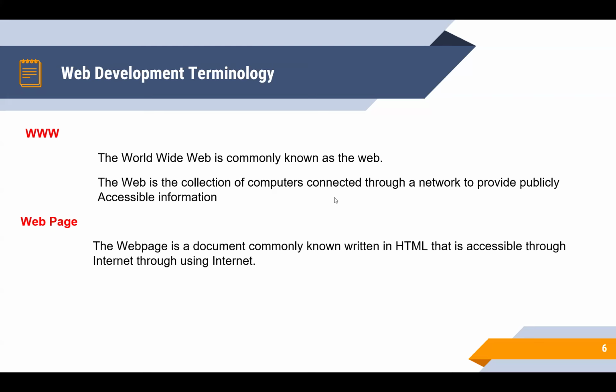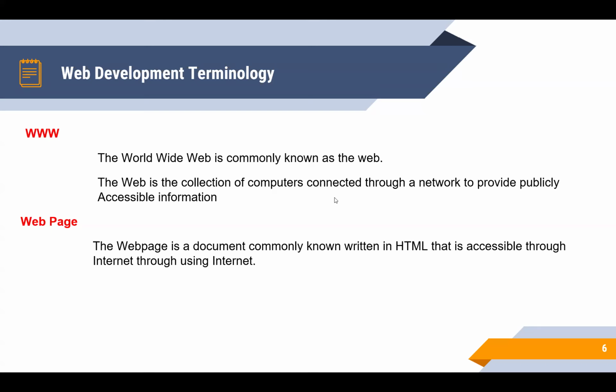The web is the collection of computers connected through a network to provide publicly accessible information. So, as I already explained, let's suppose in your website there are 5 pages: an index page, a contact us page, a product page, and an about us page. When we are developing these pages, we are uploading all of them on the server, and with the help of the www, we are able to access our web pages.